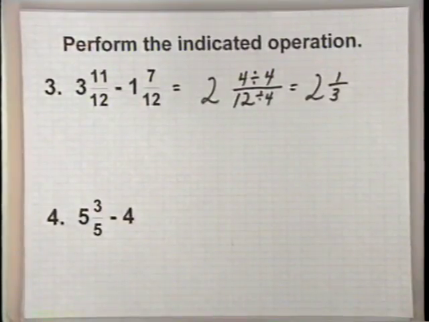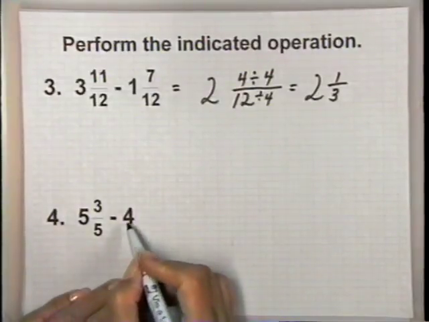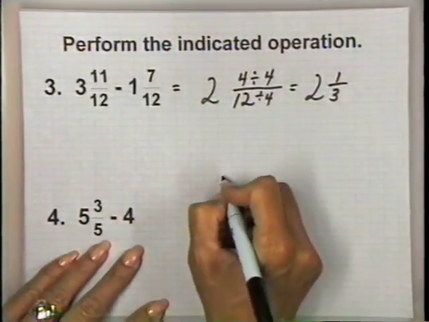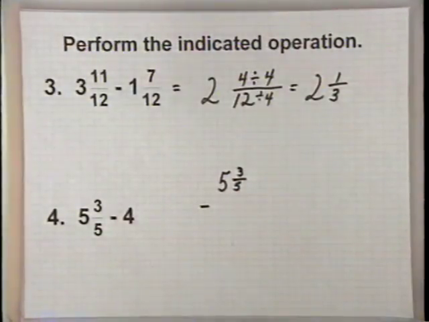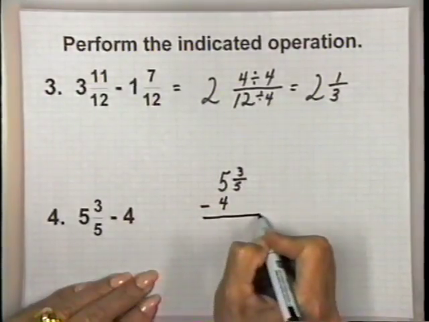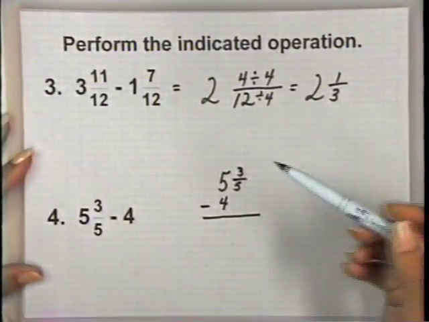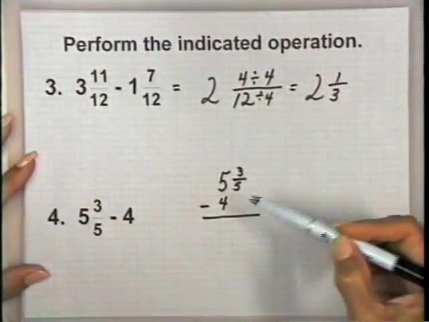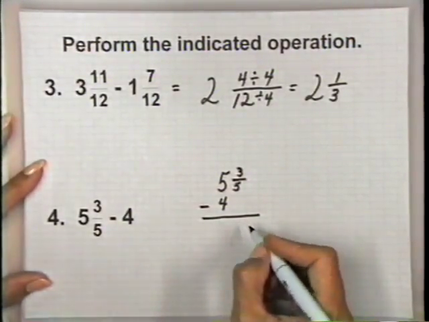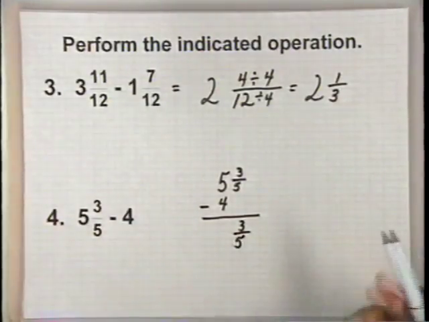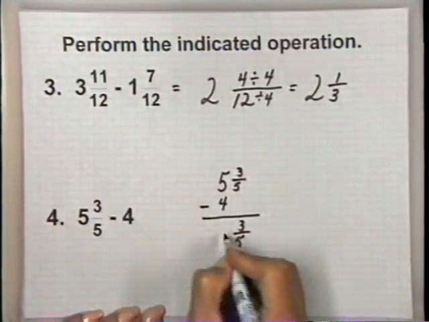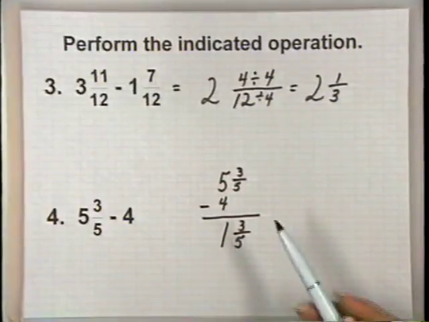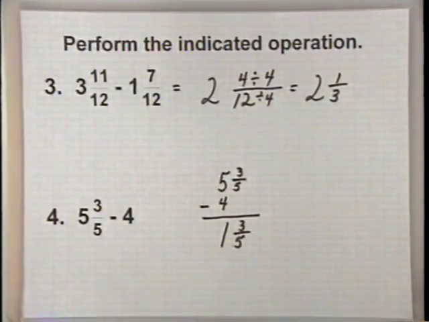Let's look at problem number 4. I think just for a change, let's write it and subtract it vertically. We have the mixed number 5 and 3/5 subtract, and in this case it is a whole number 4. Well, there's no fractional part to subtract. We've got 3/5 subtract 0, and we know that a number subtract 0 just gives us the same number we started with. 3/5 subtract 0 is 3/5, and then on the whole number, 5 subtract 4 is 1. Now let's check the 3/5. 3/5 is a proper fraction, and it is reduced.